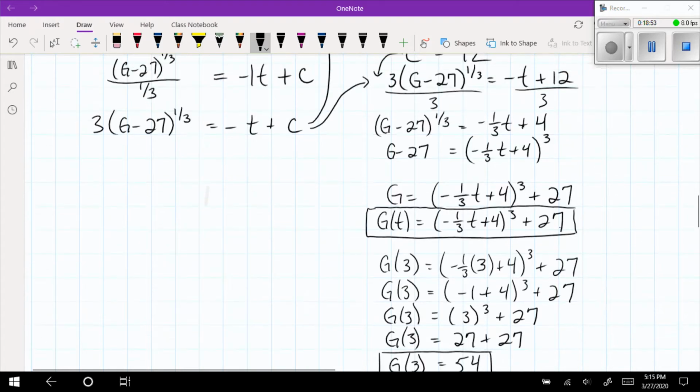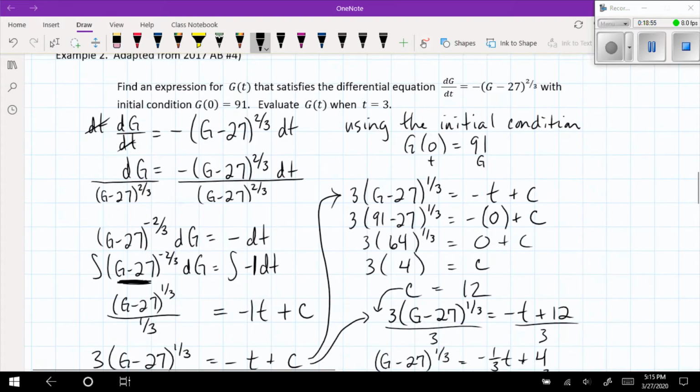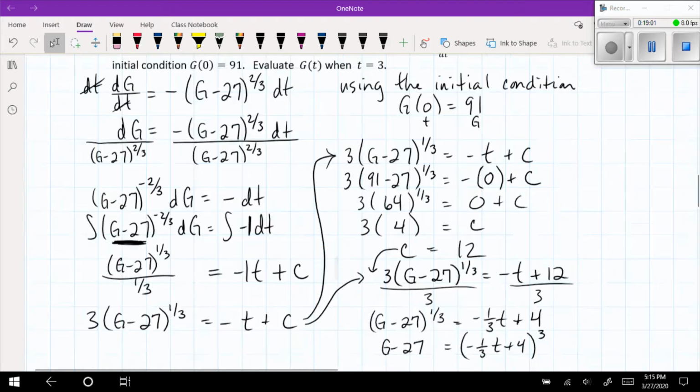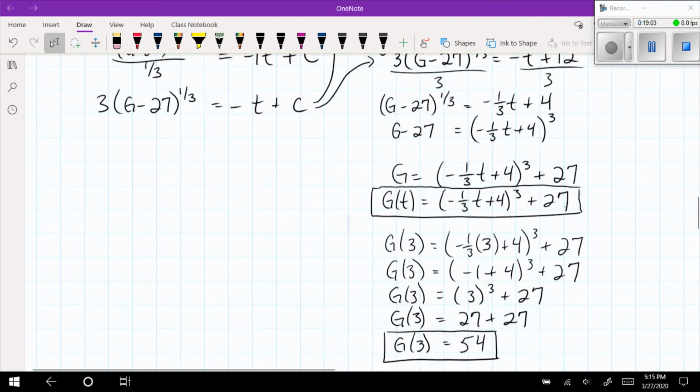Okay. Make sure that we've read everything and done everything we're supposed to do. We found an expression and we evaluated g of t when t was 3. Okay. Question number 2 is done.